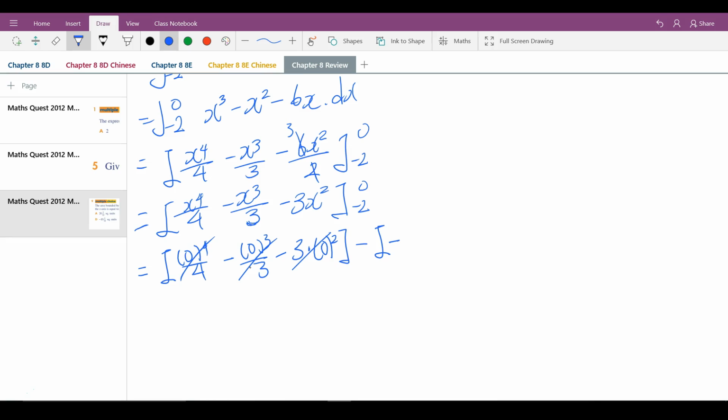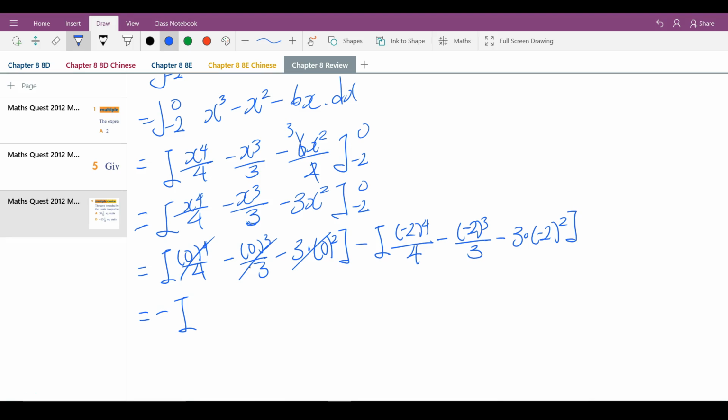Oh no, not negative. So we get negative 2 to the power of 4 over 4, minus negative 2 to the power of 3 over 3, minus 3 times negative 2 squared. The front bit is 0, so I wouldn't write it down anymore.